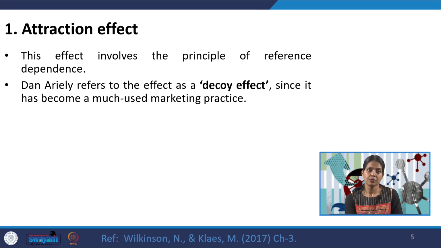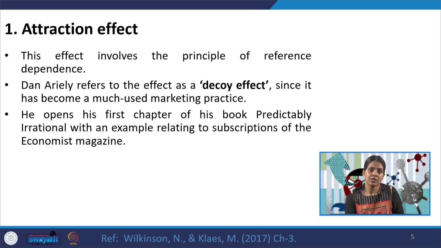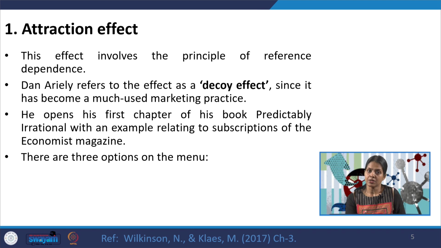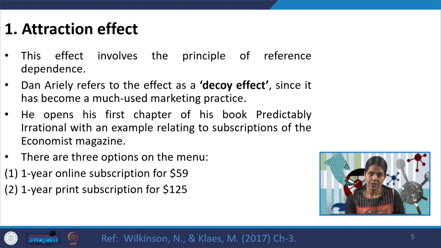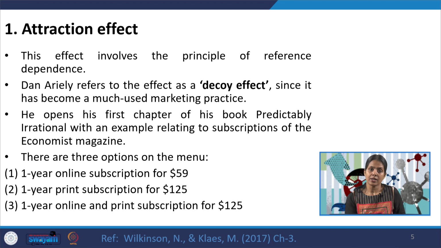Dan Ariely refers to the effect as a decoy effect, since it has become a much used marketing practice. He opens the first chapter of his book Predictably Rational with an example relating to the subscriptions of the Economist magazine. There are 3 options on the menu: 1 year online subscription for $59, 1 year print subscription for $125, 1 year online and print subscription for $125. So, you can see that the 2 prices are the same here, but here it is 1 year only print subscription, but in the third we have 1 year online plus print subscription.